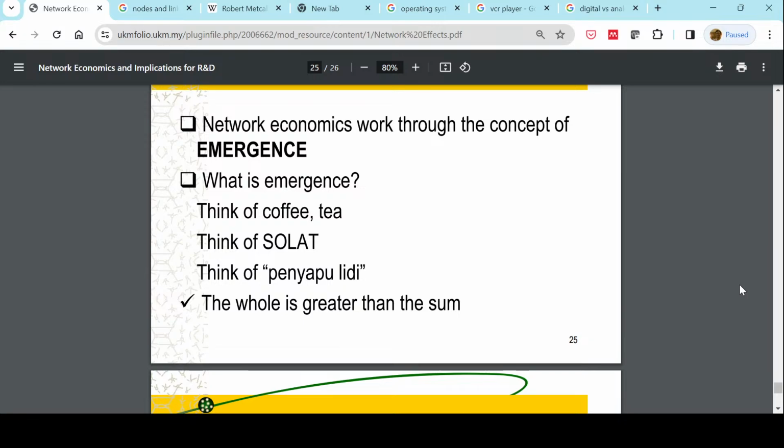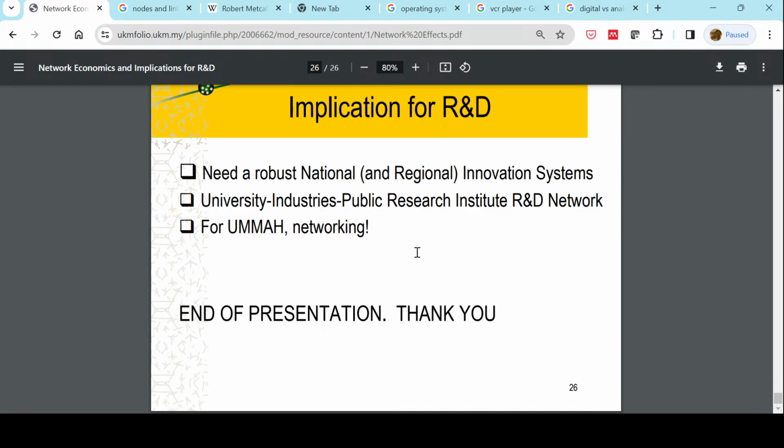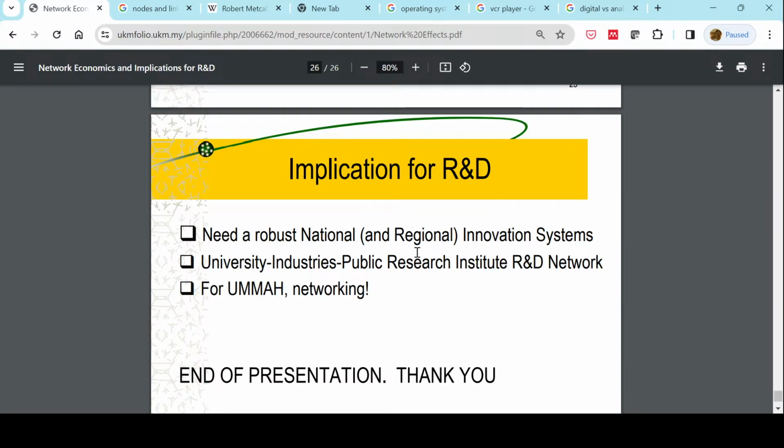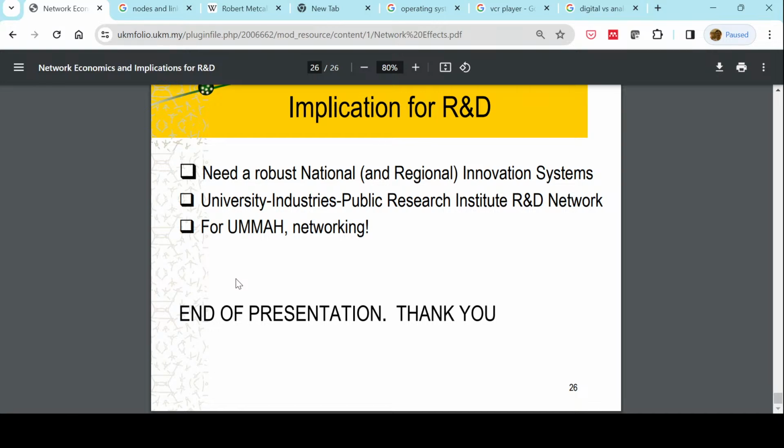That's coming to another topic, which is complex systems. Implication to R&D, finally, we need a robust national, regional information system: university, industry, public research institute, and networking, which is we need the connection between university, industry and public research. End of presentation. Thank you.